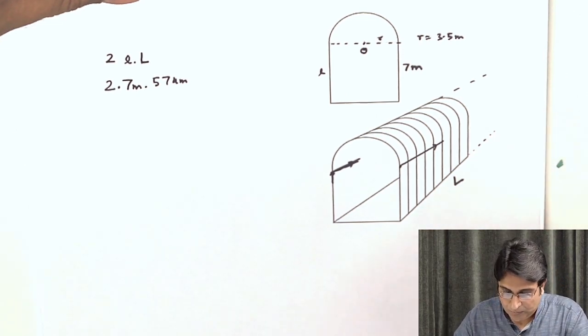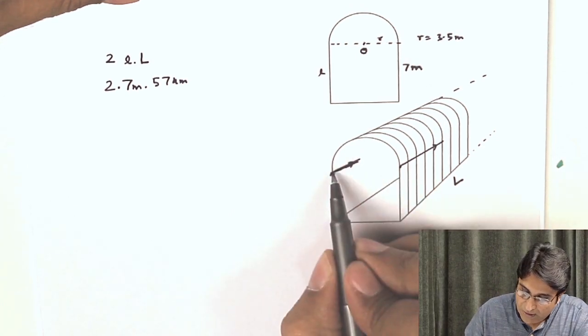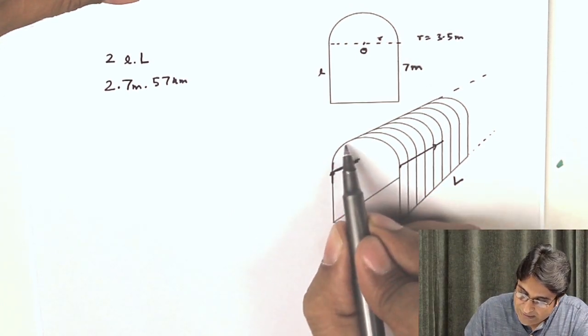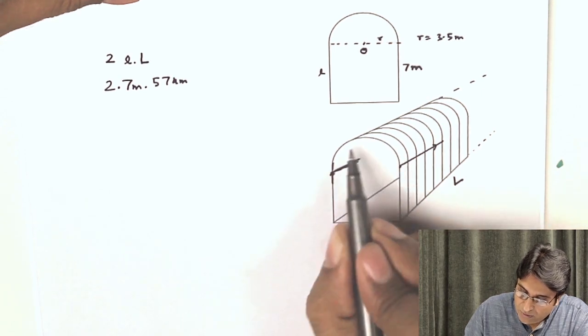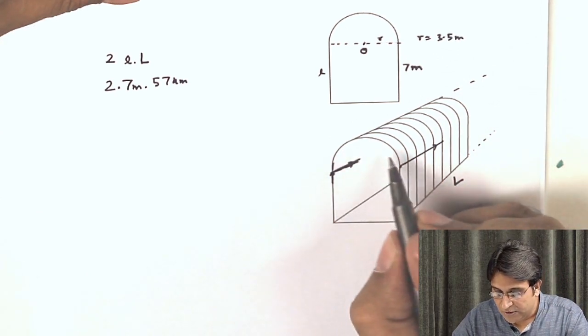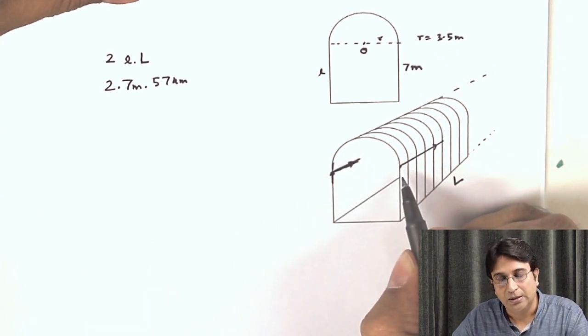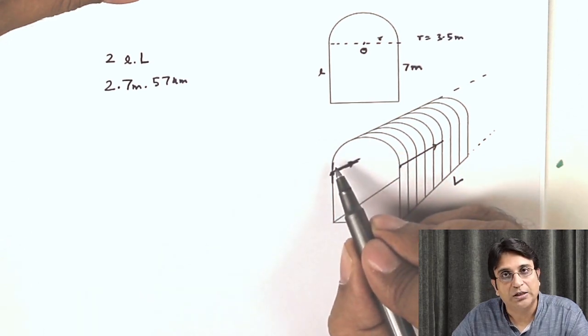Now, once I've got the walls, the only thing left is the roof, right? Now in the roof, you have to realize that this is basically half of a cylinder, is it not? If the whole thing was a circle and you extended it, it would have become a cylinder. So the roof is half of a cylinder. So what we have to find is the curved surface area of this half cylinder.